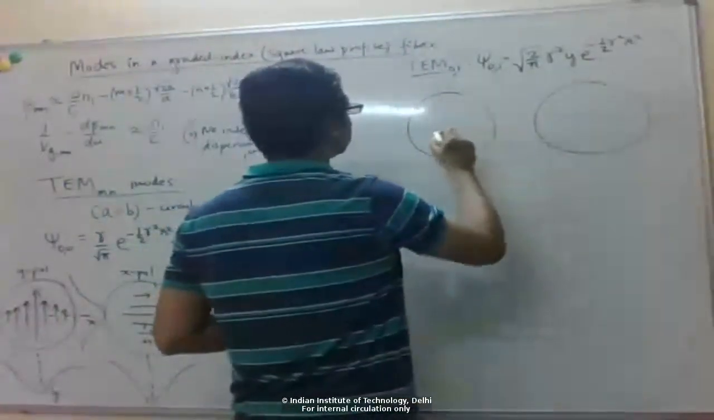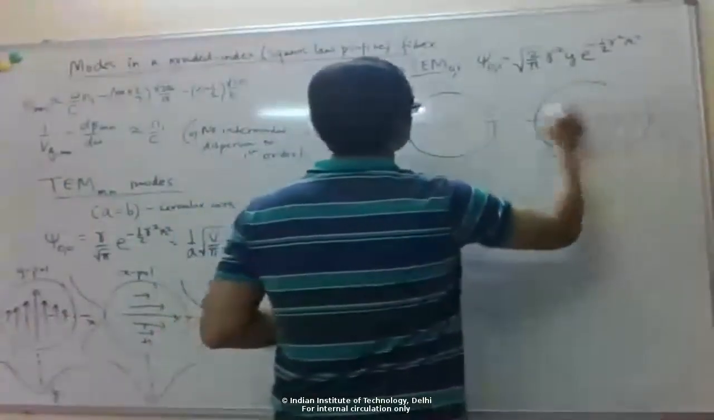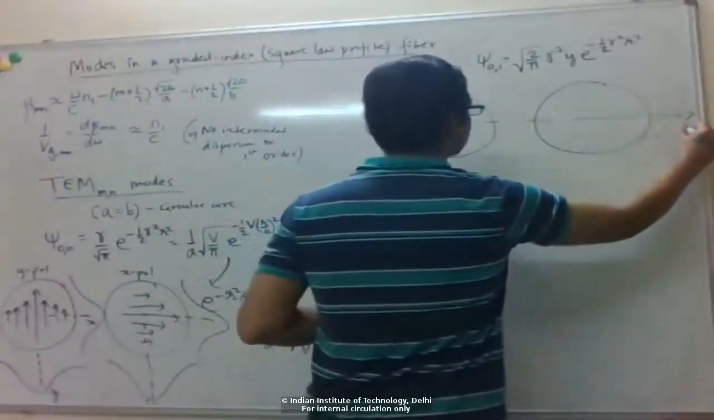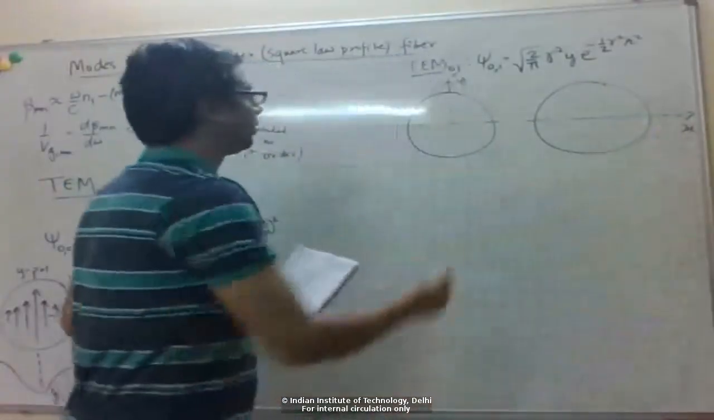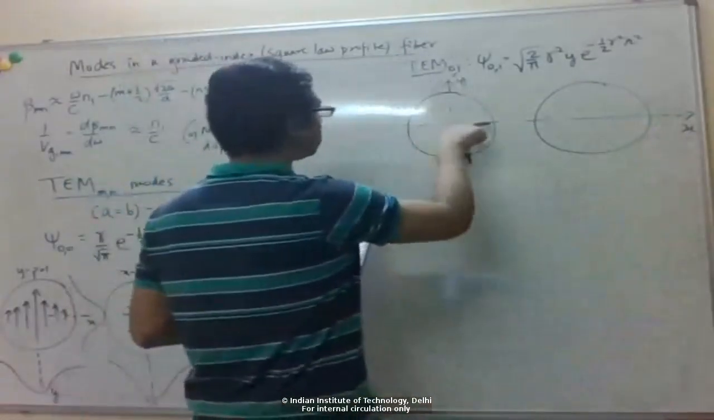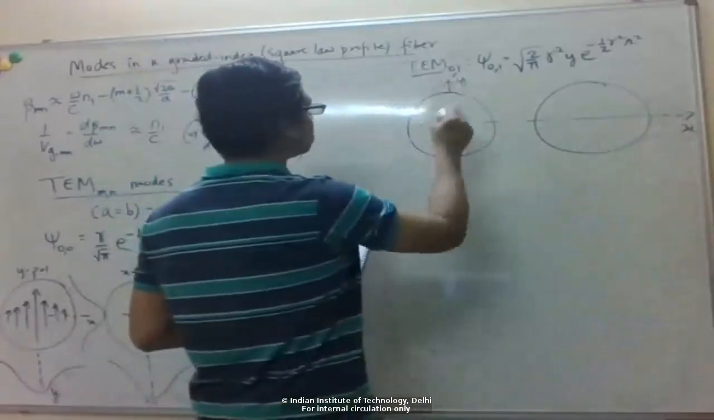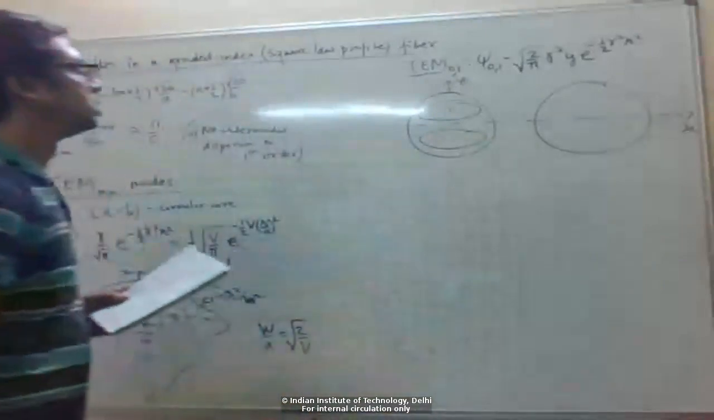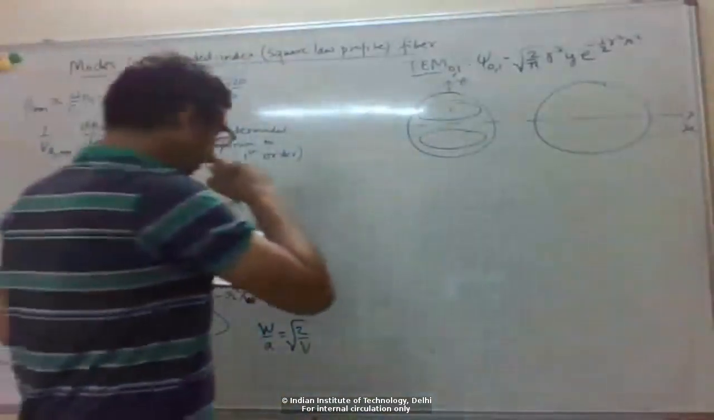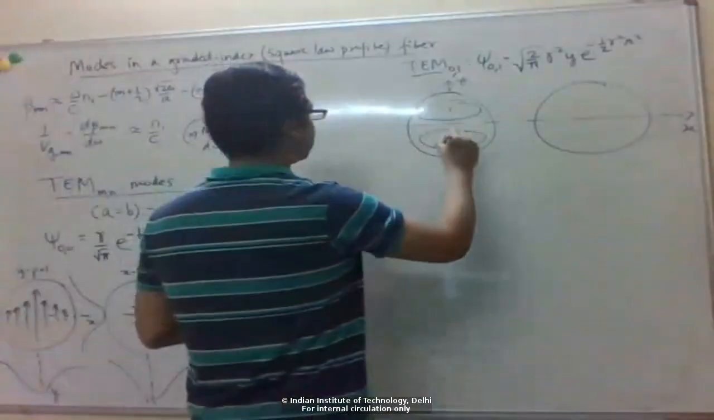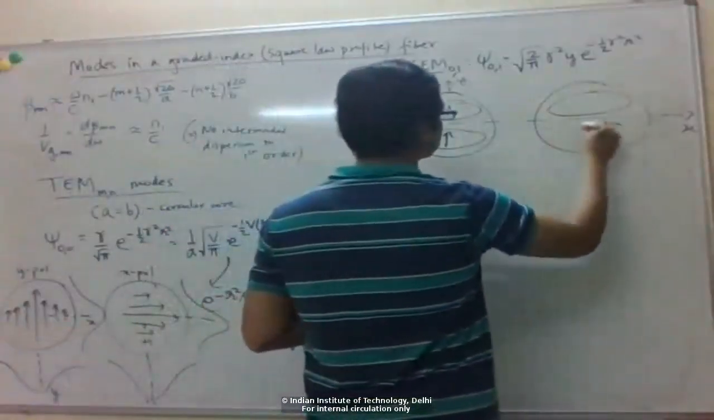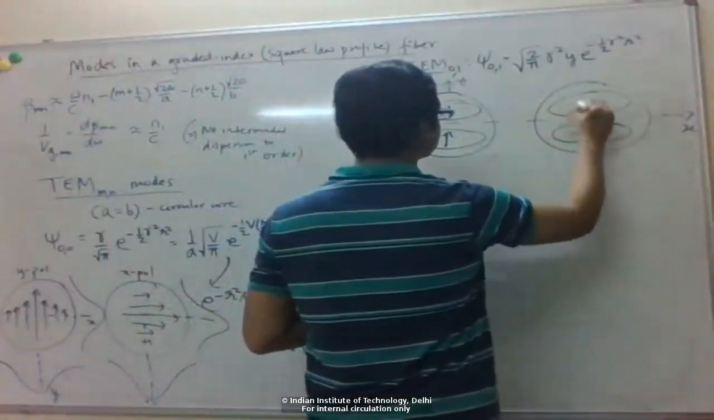Right, so again, if this is the y coordinate and this is the x coordinate, again we have two degenerate modes. So at y equal to 0, the mode goes to 0, so you have two lobes like this. So again, you could have y polarized or x polarized.